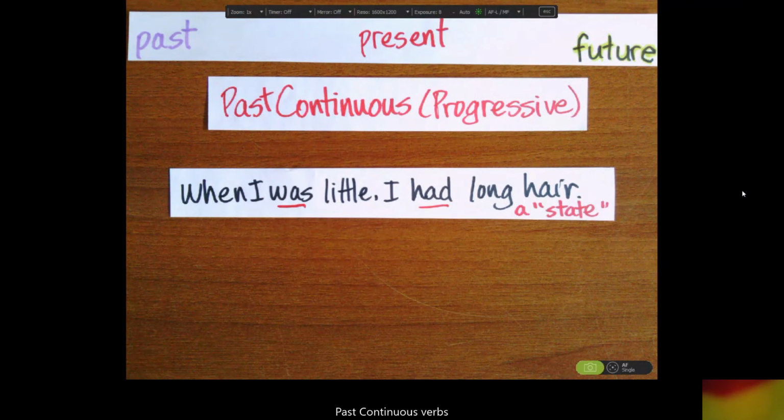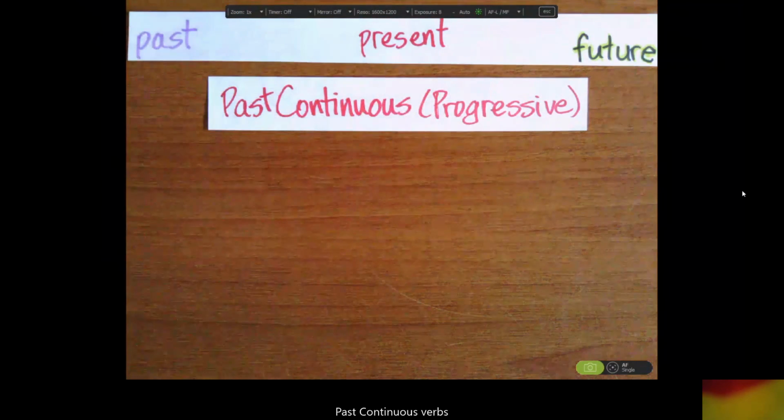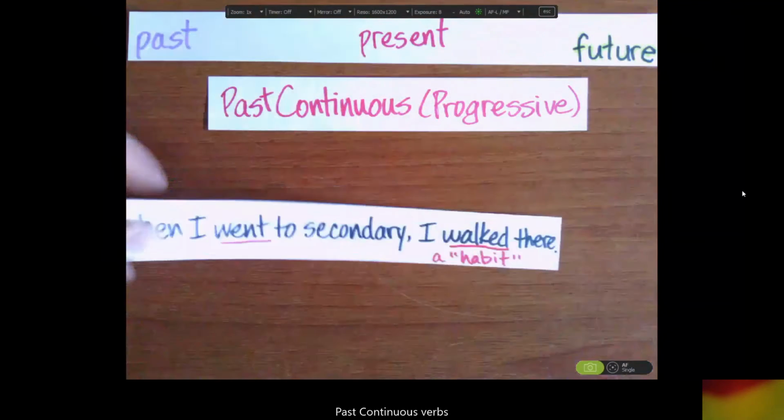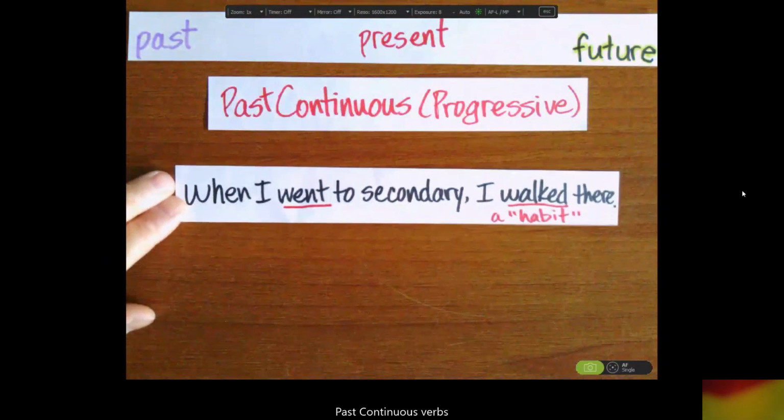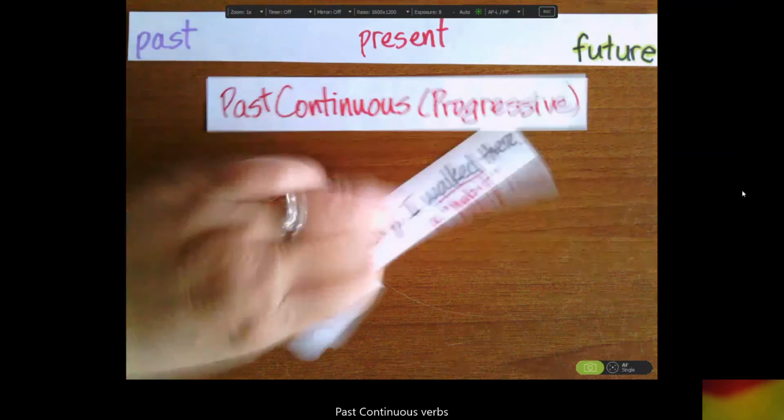So here's another one. Don't forget, these are not going to work. Here's another one. Does not work with past continuous. When I went to secondary school, I walked there. It was a habit. So habits do not work with past continuous. And they're finished actions. So the two go together, finished action, they were habits, no past continuous.